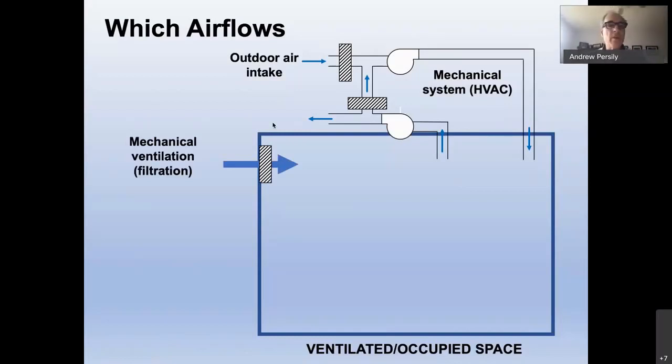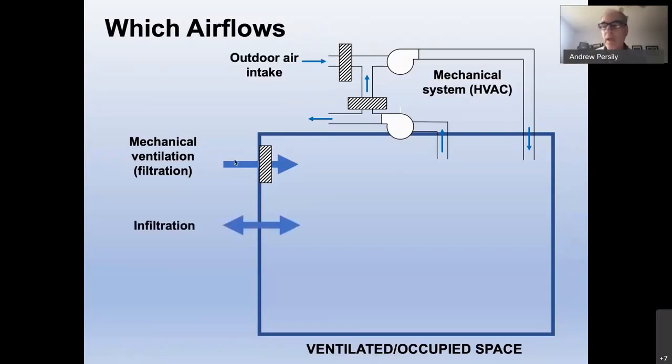This little diagram here is a simpler ventilation system, which just might be a hole in the wall with a fan and a duct. I show a filter. Hopefully that air is filtered. It certainly should be, given what goes on outside. And so this is meant to represent a very simple mechanical ventilation system.